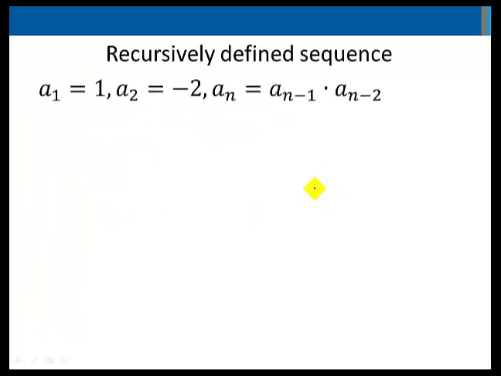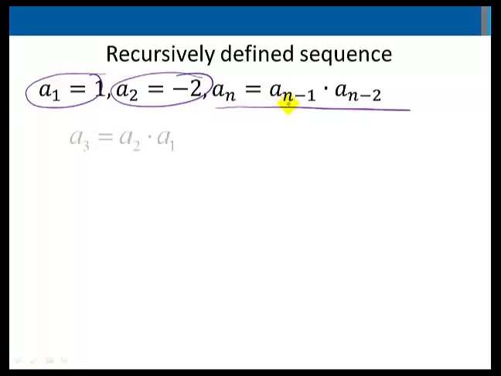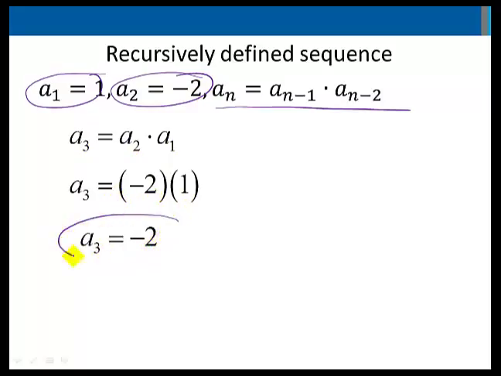The next recursively defined sequence, we're given the first two terms. A sub 1 is equal to 1, A sub 2 equals -2. A sub n for the remaining terms equals A sub n minus 1 times A sub n minus 2. So to find A sub 3, we set n equal to 3. A sub 3 will equal A sub 3 minus 1 times A sub 3 minus 2. So A sub 3 equals A sub 2 times A sub 1, which is -2 times 1. A sub 3 equals -2.